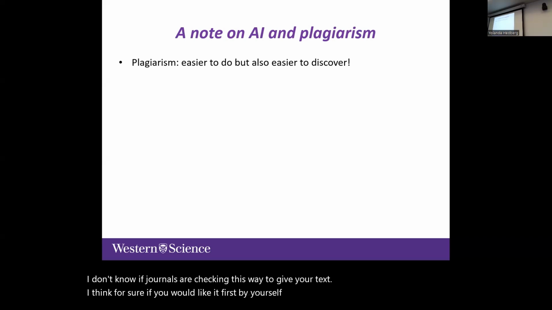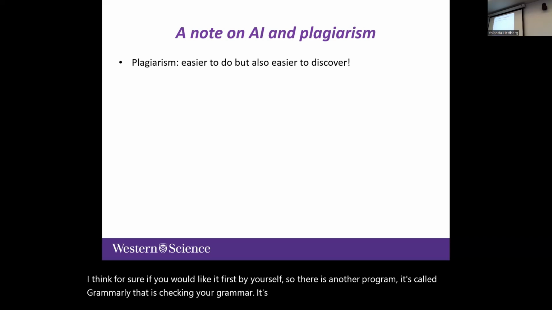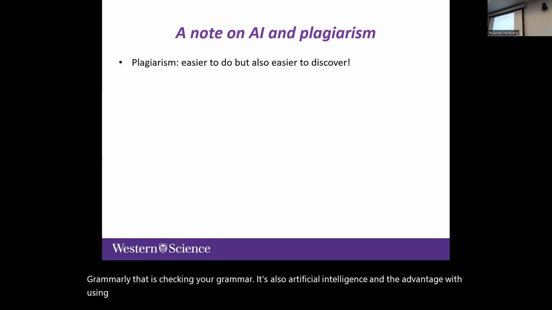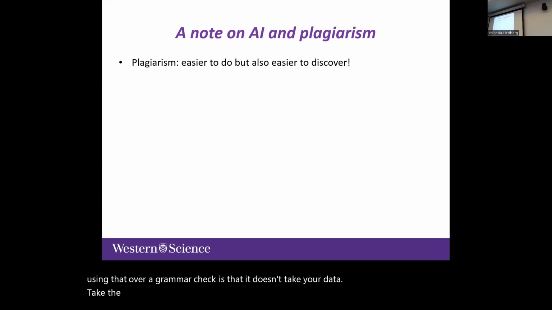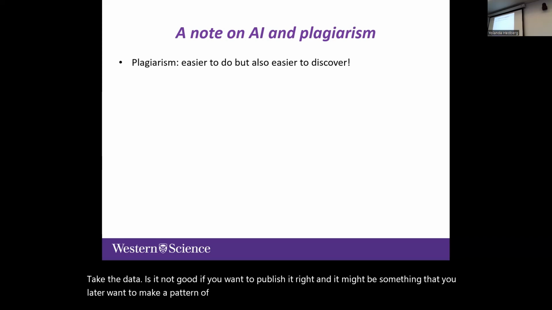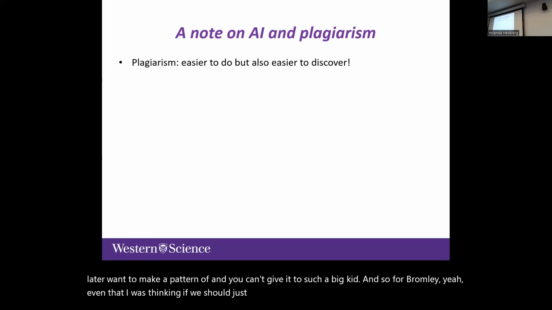So there is another program called Grammarly that is checking your grammar. It's also artificial intelligence, and the advantage of using that over ChatGPT for a grammar check is that it doesn't take your data. ChatGPT takes your data. That is not good if you want to publish it, right? It might be something that you later want to make a patent of, and you can't give it to ChatGPT. For Grammarly, I was thinking if we should declare it, but usually for grammar reasons alone, it would not be declared.